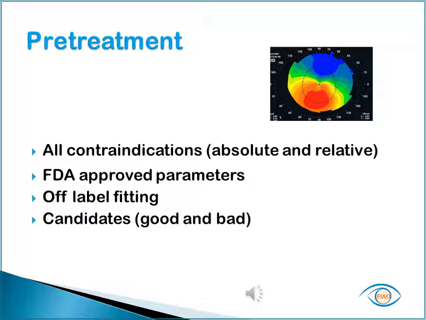In pre-treatment, we want you to have a good grasp of what the contraindications are for fitting Ortho-K, both absolute and relative. And if you feel like an absolute contraindication is still okay for you to fit, that's fine. Just be able to justify it, and then also make sure you are able to describe to us what you would do to inform the patient of this off-label type fitting, and know what is an off-label type fitting for Ortho-K. In the U.S., of course, we have the FDA, and so have a good sense of what the FDA parameters are for fitting Ortho-K.